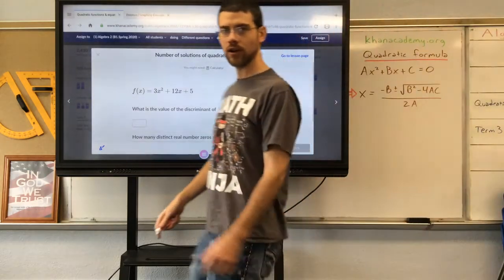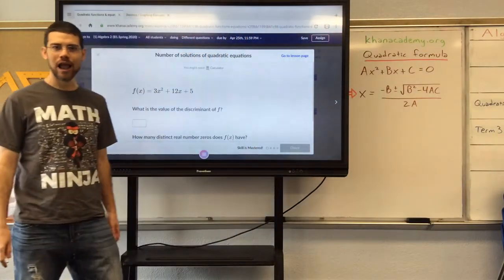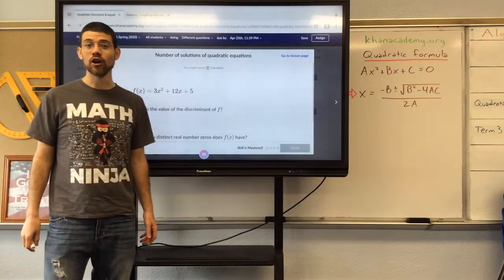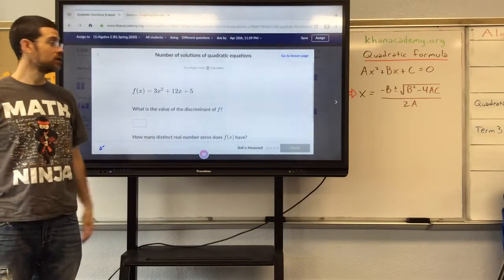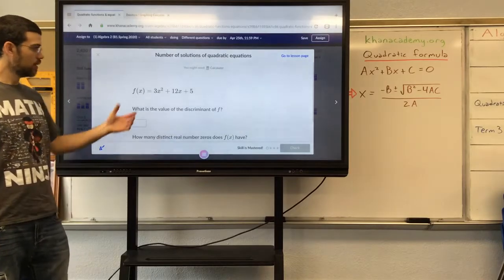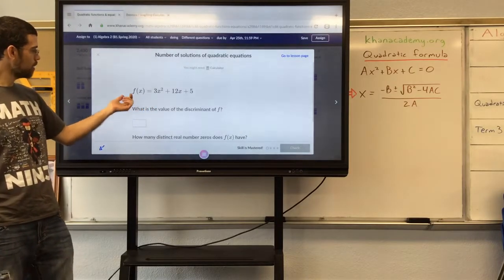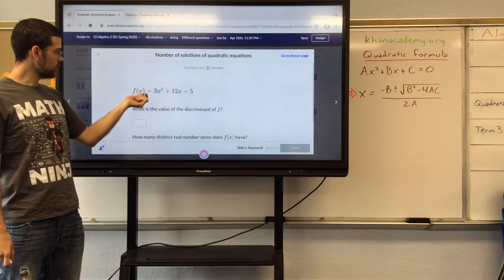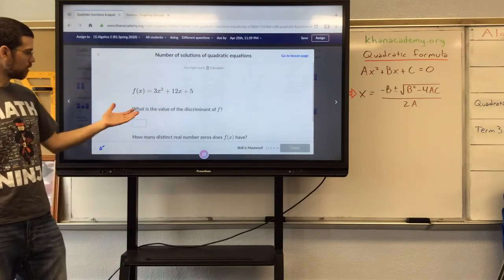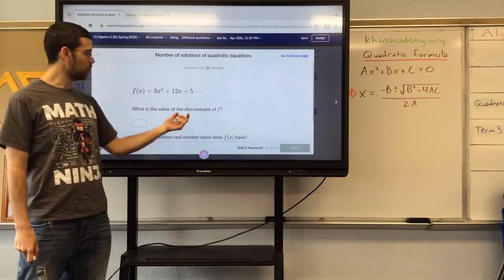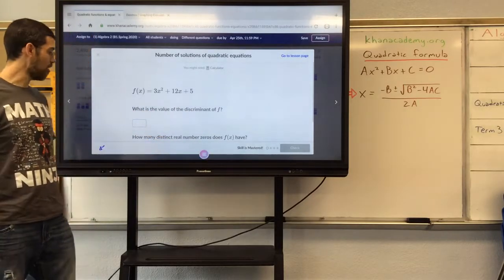Welcome back. We're in Khan Academy under Algebra 1, Quadratic Functions and Equations. We're looking at the skill number of solutions of quadratic equations. Here's the first problem we've got up. f of x equals 3x squared plus 12x plus 5. And their question is, what is the value of the discriminant of f?